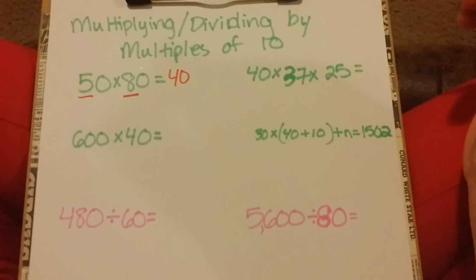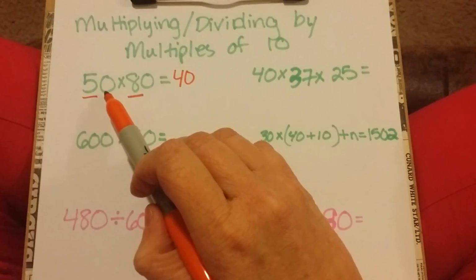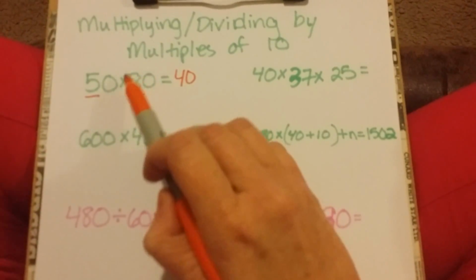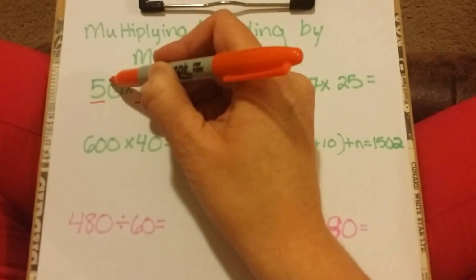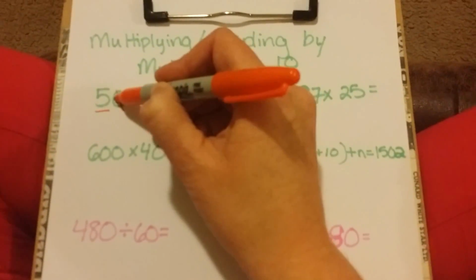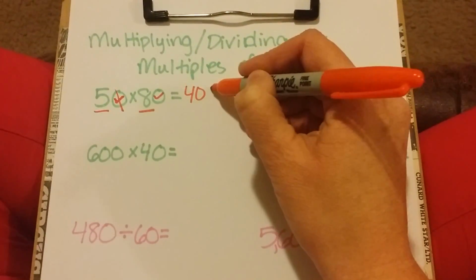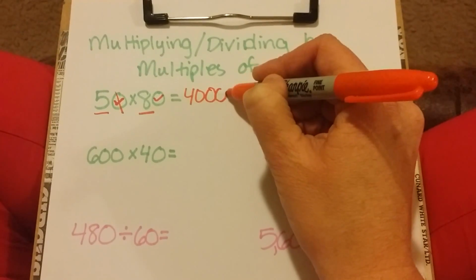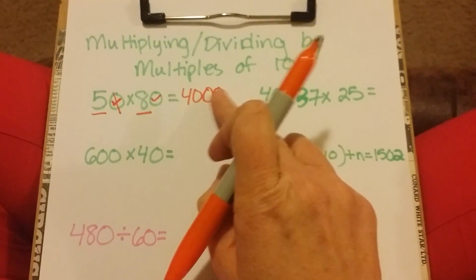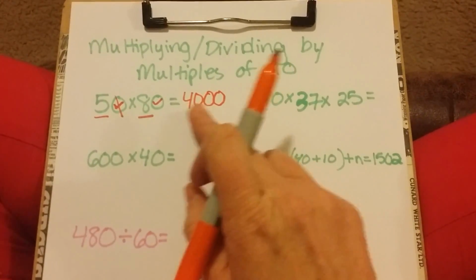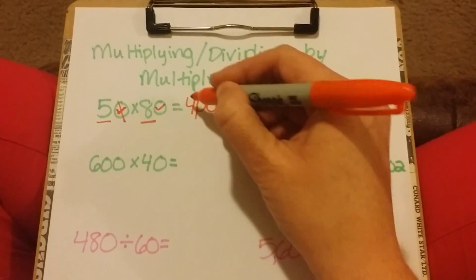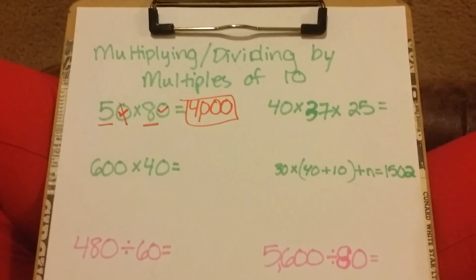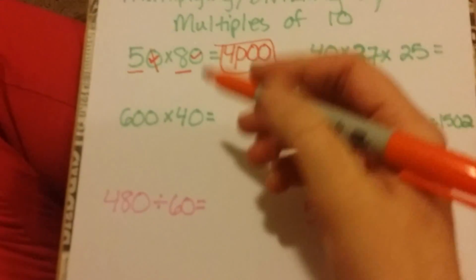And then when you're multiplying, since this number is in the tens place and this number is in the tens place, then this 0 and this 0 will move over here because they're almost like placeholders. This pushes it one more over, this pushes it one more over. So your answer for that problem is 4,000. That's simple. Let's look at this one.